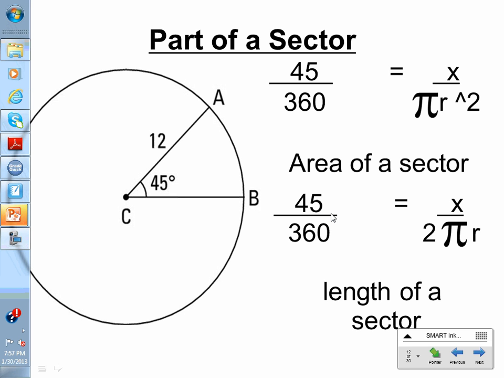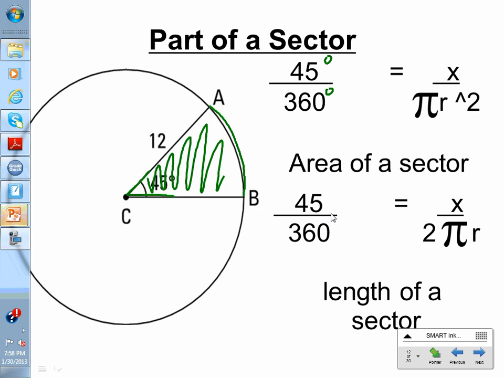So they might tell you that arc, they might say find the length of arc AB. So we have to use the information that we have. We know that this sector is 45 degrees. So we can figure out what part of the circle is made up of this sector by putting the 45 degrees over the total 360 degrees. So that tells us what fraction of the whole circle this sector is.